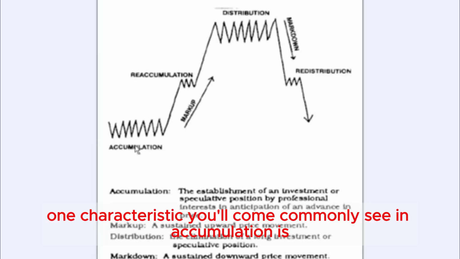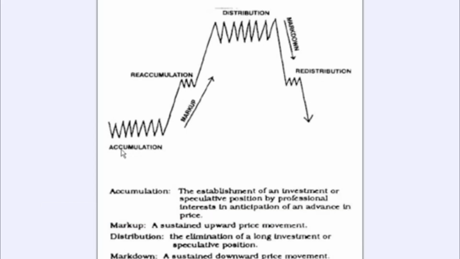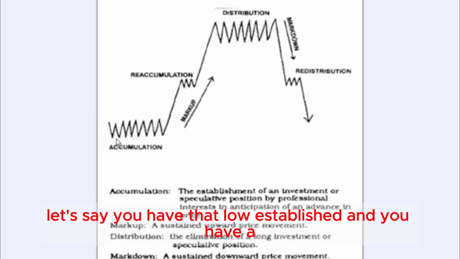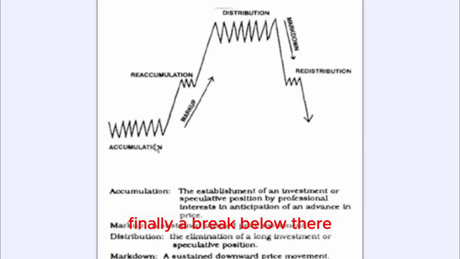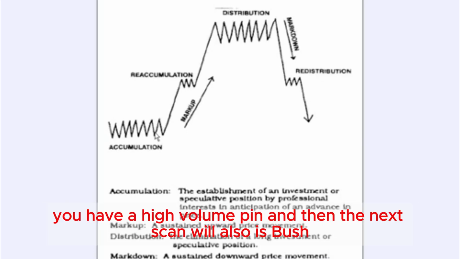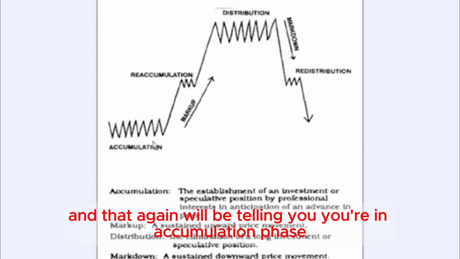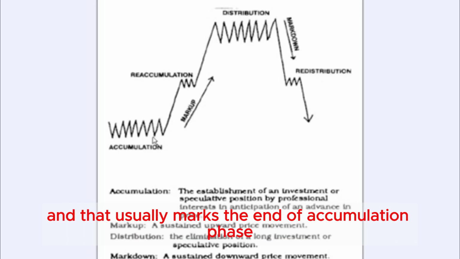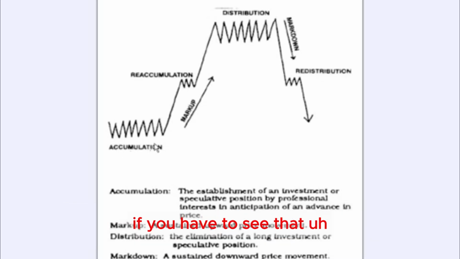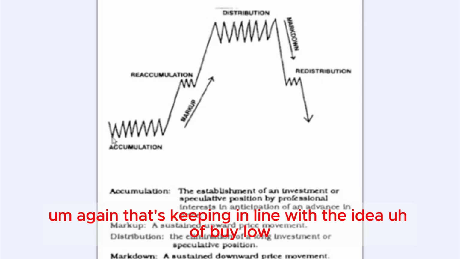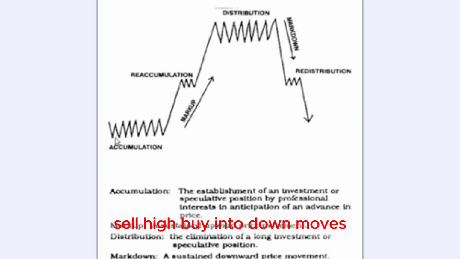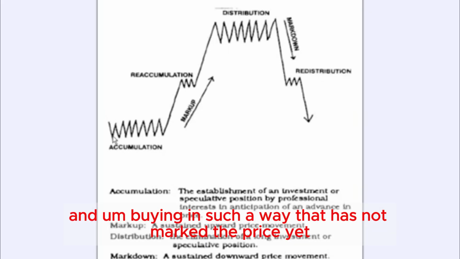One characteristic you'll commonly see in accumulation is if, let's say, you have that low established and you have finally a break below there, and you have a high volume pin, and then the next candle also is bullish. That's called a spring, and that again would be telling you you're in accumulation phase, and that usually marks the end of accumulation phase if you happen to see that. Sort of a fake breakout. Again, that's keeping in line with the idea of buy low, sell high, buy into down moves. And buy in such a way that has not marked up price yet.